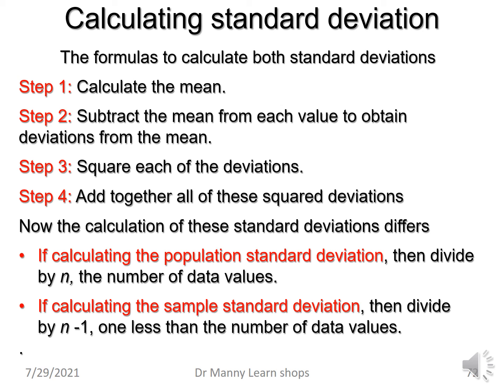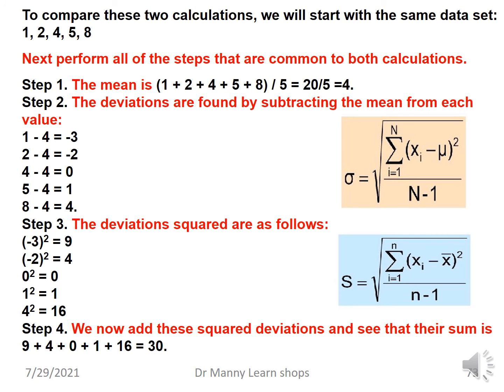But now, the calculation of these standard deviations differs. If calculating the population standard deviation, then you divide by n, the number of data values. If calculating the sample standard deviation, then you divide by n minus 1, one less than the number of the data values. So to compare these 2 calculations, we'll start with the same data set, 1, 2, 4, 5, 8. Next, perform all the steps that are common for both calculations. Step 1, the mean is 4. Step 2, the deviations are found by subtracting the mean from each value, which you can see there: minus 3, minus 2, 0, 1 and 4. Step 3, the deviations are squared as follows: 9, 4, 0, 1, 16. Step 4, now we add these square deviations to see their sum, and the sum is 30.